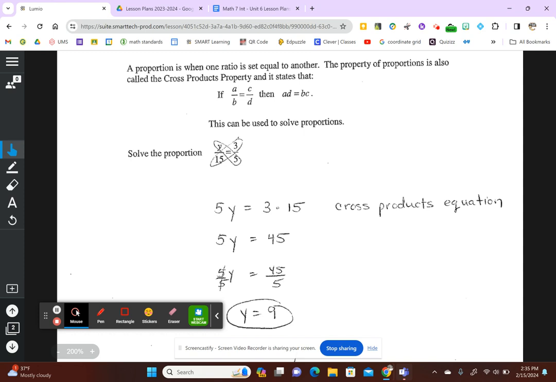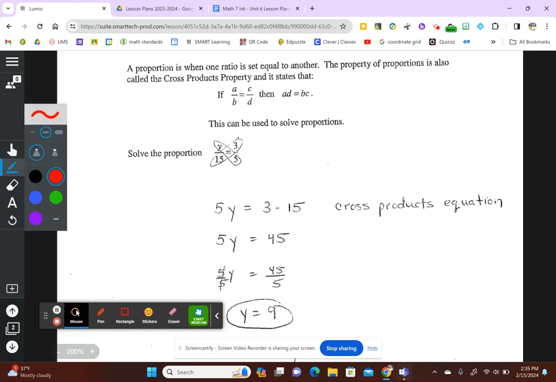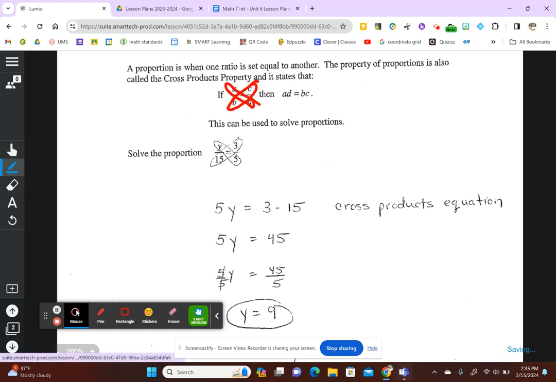Now, I told you that a proportion is when you set one ratio equal to the other. And when you have this, you have a property called the property of proportions, or the cross product property rule. And it says if A over B equals C over D, then A times D equals B times C.